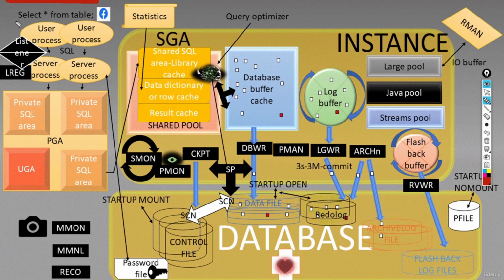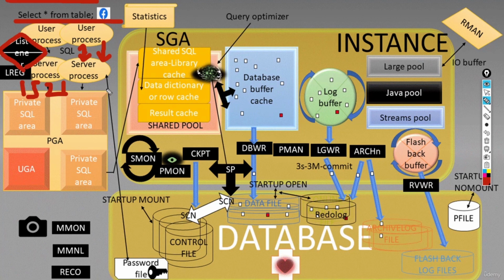Once the client executes the select query, user processes will be allocated, and these user processes will send the SQL statement to the server process, where the listener will be listening on port 1521. This listener authenticates the incoming connections and it will fork the connection between user and server process so that they both communicate with each other.